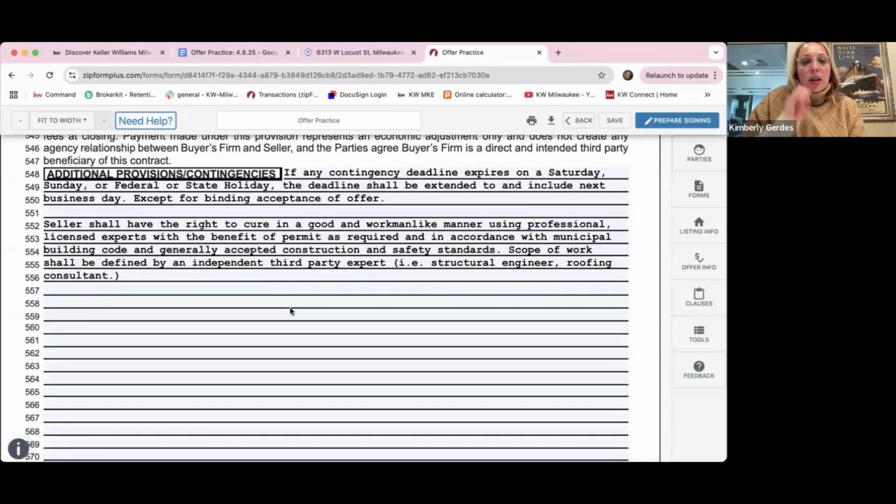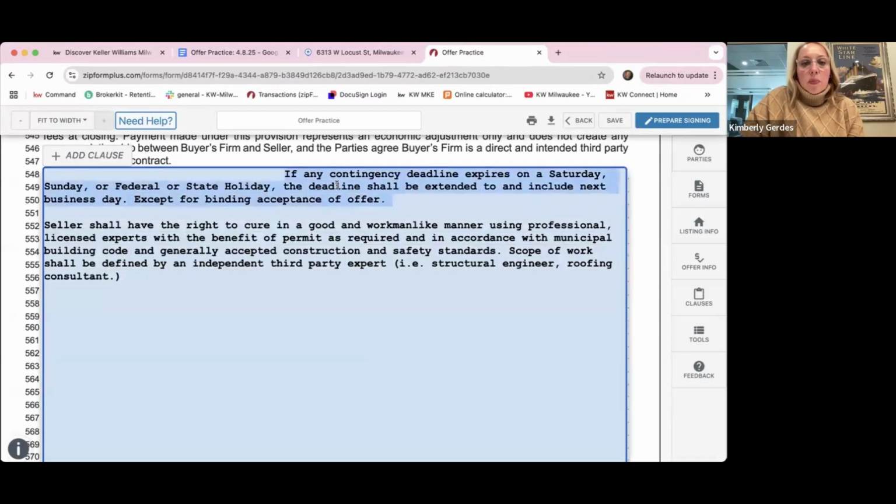Then in these blank lines here, some of this information was already populated for me within my Zip Forms account. I would assume that it's the same for you too. But this information here at the top was automatically added. So if any contingency should expire on a Saturday, Sunday, or federal or state holiday, that contingency deadline is extended to the next business day. The only time that it doesn't matter if it's a holiday or a weekend is for binding acceptance. Binding acceptance can happen 365 days out of the year.